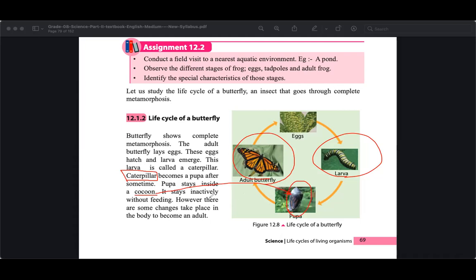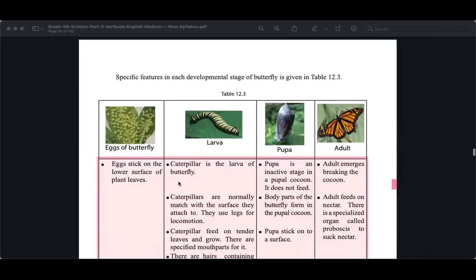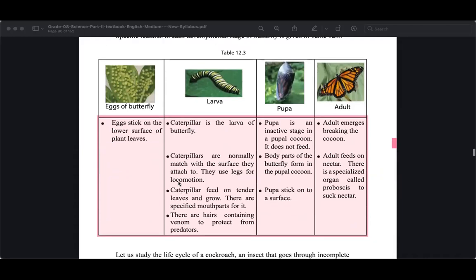During this period, it's not taking any kind of food. It stays inactive without feeding. Within this duration, it's not taking anything. And there are morphological changes happening inside the cocoon, and finally it will come out. Okay, that is about the butterfly's life cycle. And here you can see more details. What I have discussed earlier is basically in this table. This is easy, but the only thing is you have to remember some names.